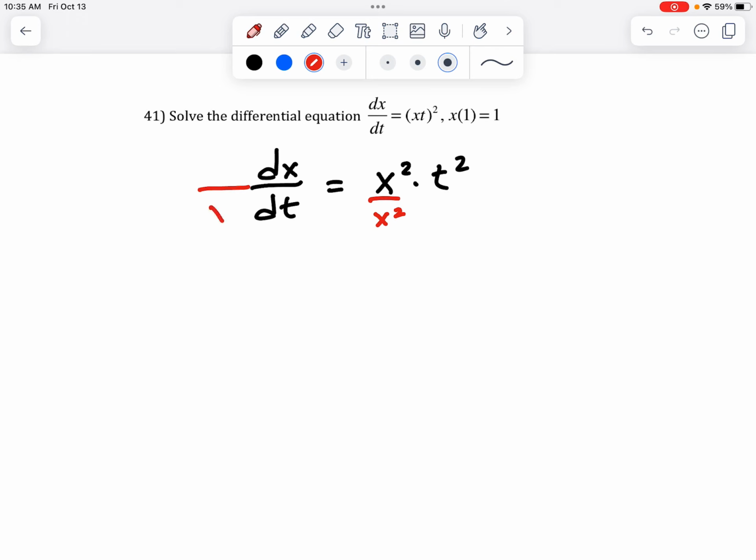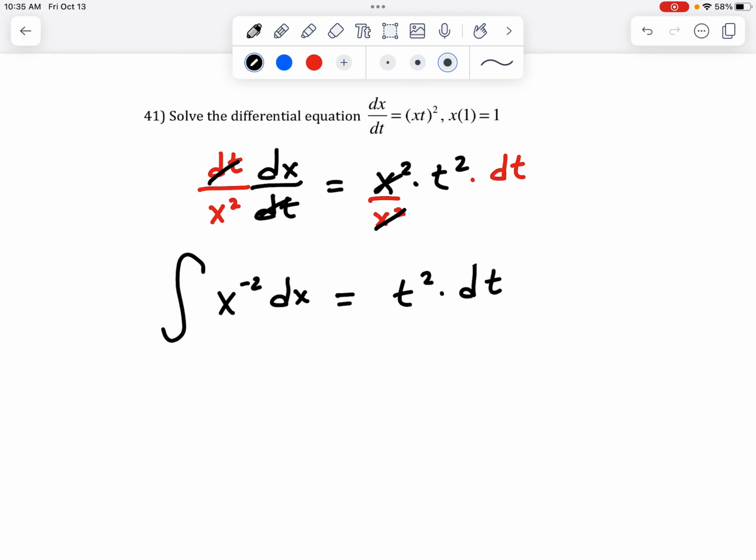Let's divide by x squared, and also multiply by dt. So then after you cancel, the right side just has t squared dt. And for the left side, I'm going to rewrite it as x to the negative 2 dx. And then integrate both sides.